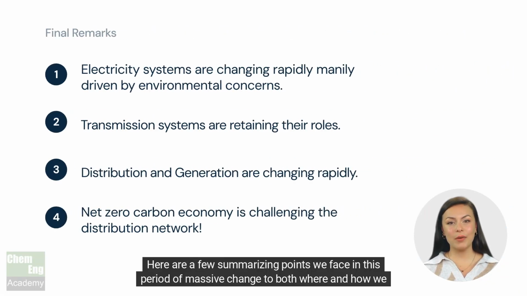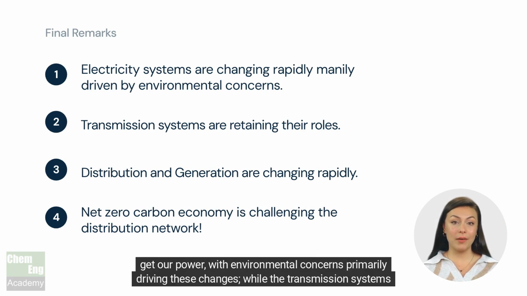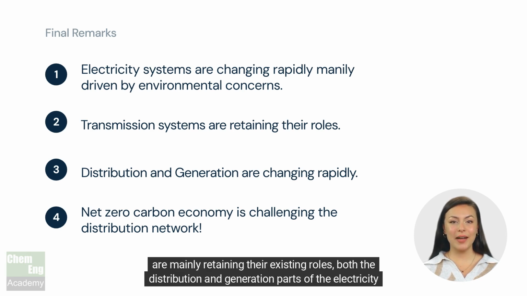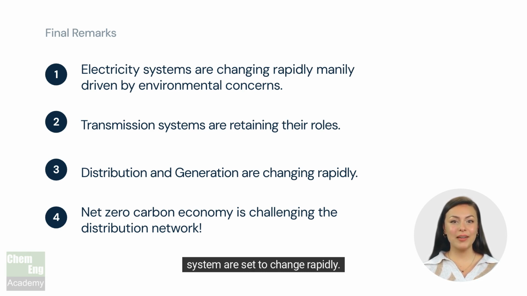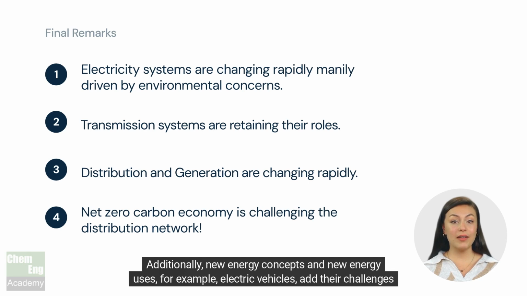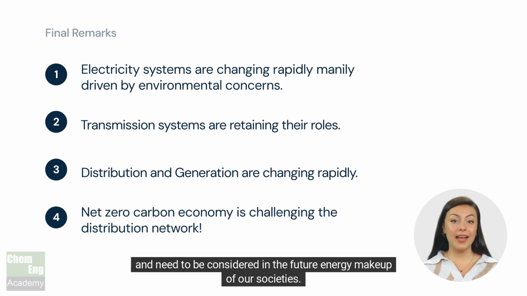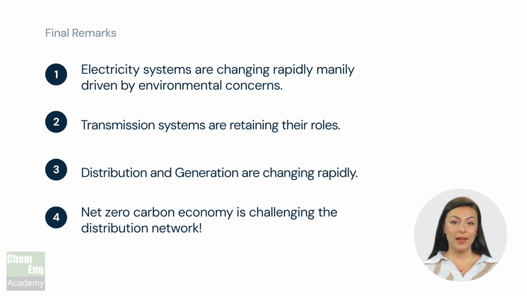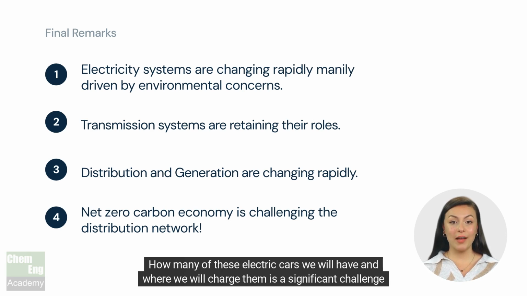Here are a few summarizing points. We face a period of massive change to both where and how we get our power, with environmental concerns primarily driving these changes, while the transmission systems are mainly retaining their existing roles. Both the distribution and generation parts of the electricity system are set to change rapidly. Additionally, new energy concepts and new energy uses, for example, electric vehicles, add their challenges and need to be considered in the future energy makeup of our societies. How many of these electric cars we will have and where we will charge them is a significant challenge for urban planning.